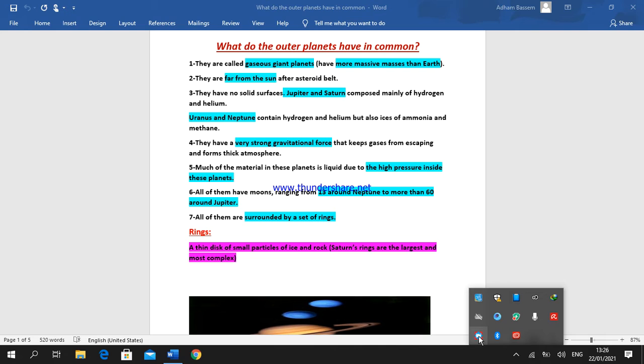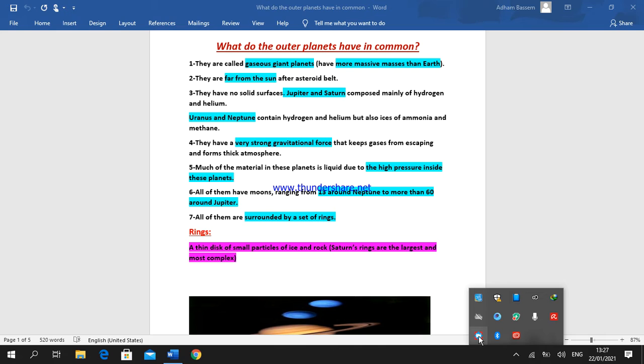Good morning, grade 7. Today we will talk about the outer planets. Number 1. What do the outer planets have in common? Or what are the common characteristics between the outer planets? Number 1. The outer planets include Jupiter, Saturn, Uranus, and Neptune. They are located after the asteroid belt.